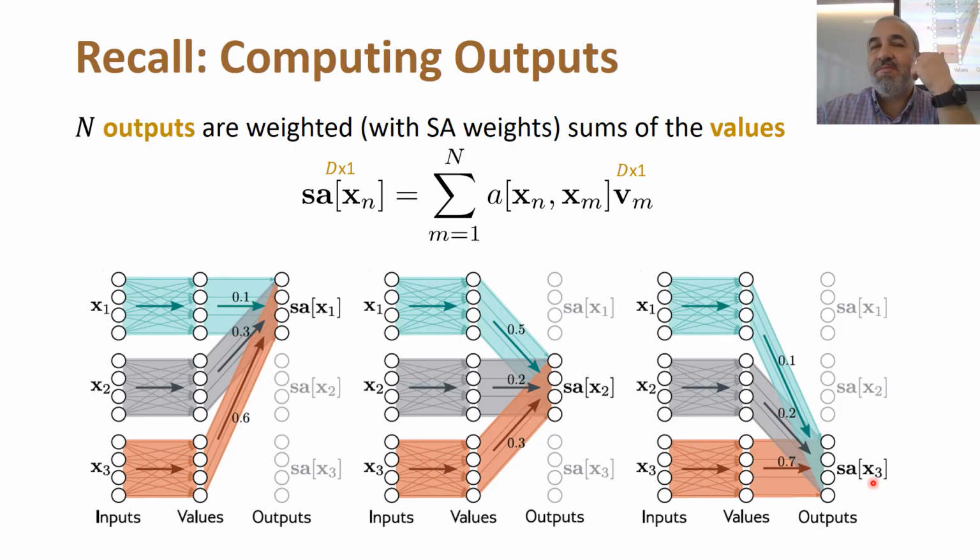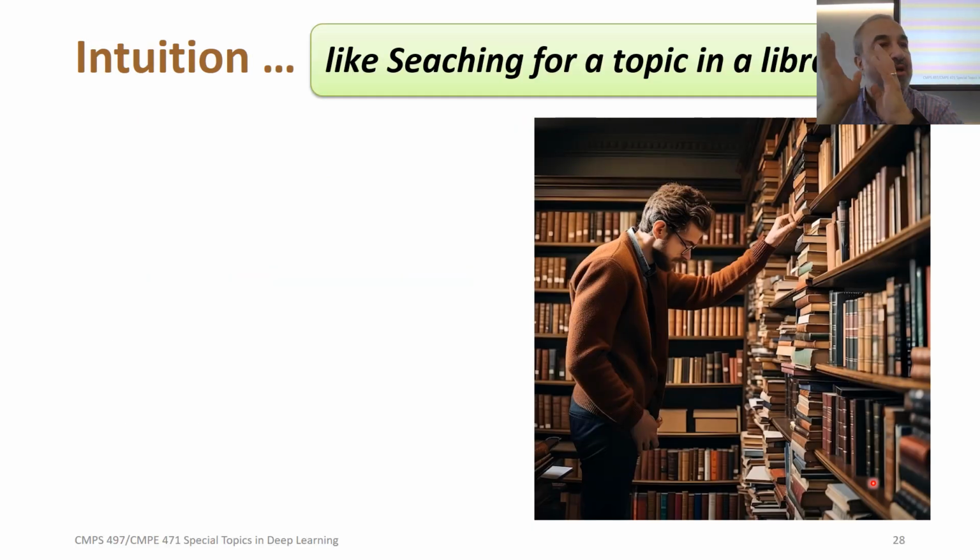Now what's the intuition behind that? I hope that you understand now how the computations are done. Why do we call them queries and keys and values? What's the meaning of that? I will try to explain that by comparing it with a real scenario. Imagine that you are in a library. I don't know if you went to a library ever nowadays, but let's assume that we went to a library and we are searching for a specific topic in the library.